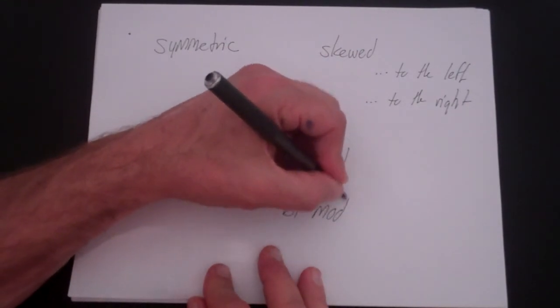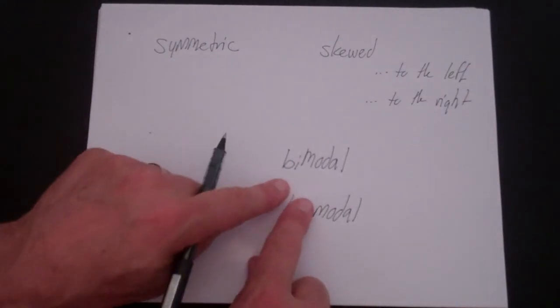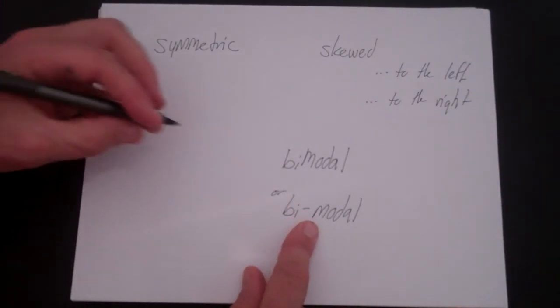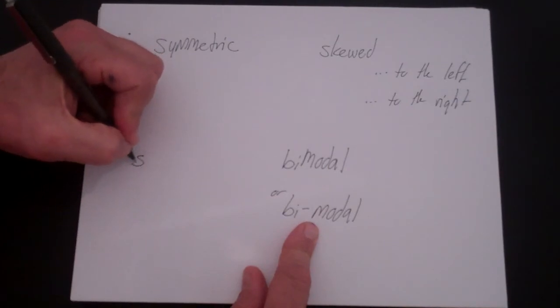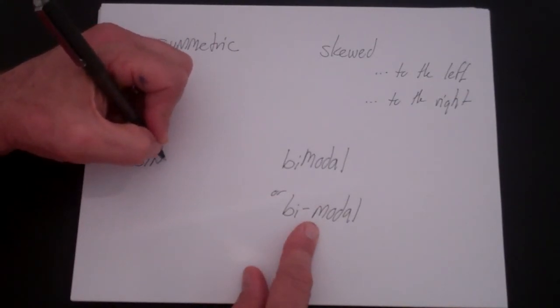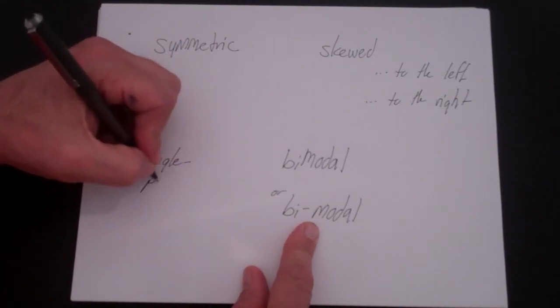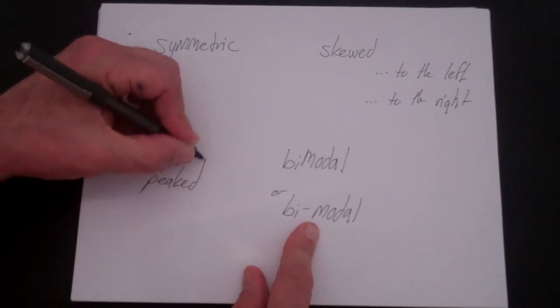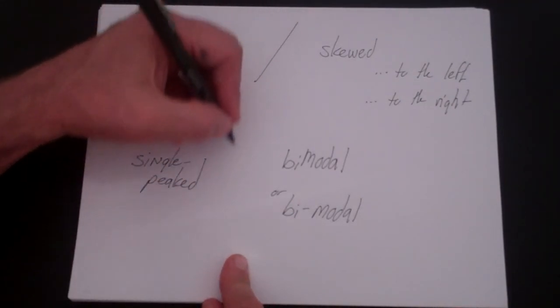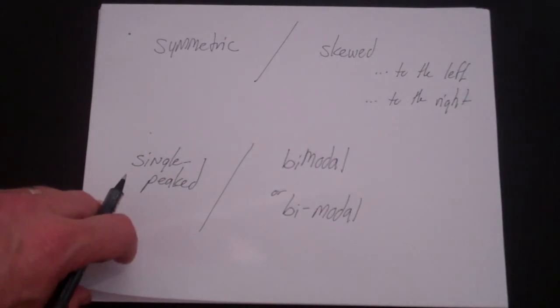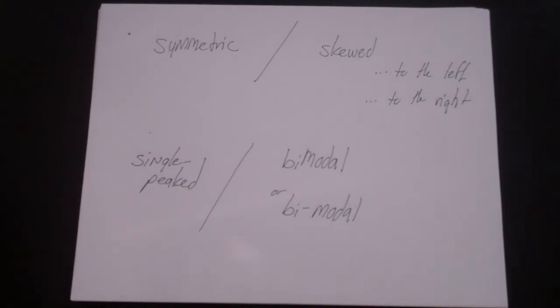I think it's a matter of taste whether or not you put in the dash or not. The one might be more correct. And usually instead of saying unimodal, we usually say single peaked is the alternative, right? So you have symmetric versus skewed, single peaked versus bimodal. And that's the second part of distributions, shape.